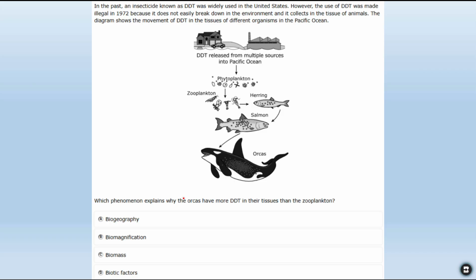So in the past, an insecticide known as DDT was used. However, the use of DDT was made illegal in 1972 because it did not easily break down and it collected in the tissue of animals. The diagram shows the movement of DDT in the tissues of different organisms. So which phenomenon explains why the orcas have more DDT in their tissue than the zooplankton? So again, think of this like the reverse pyramid here.